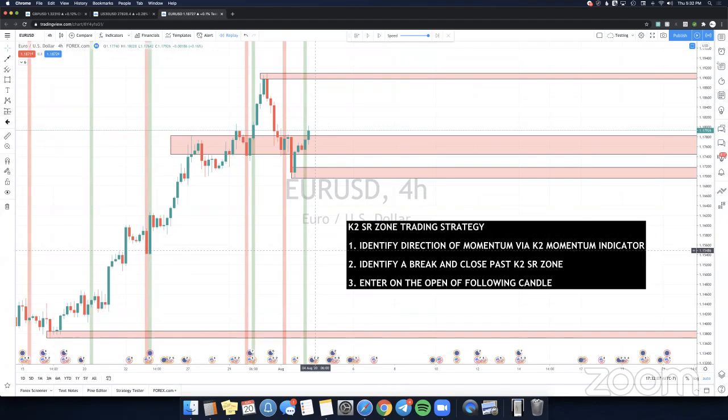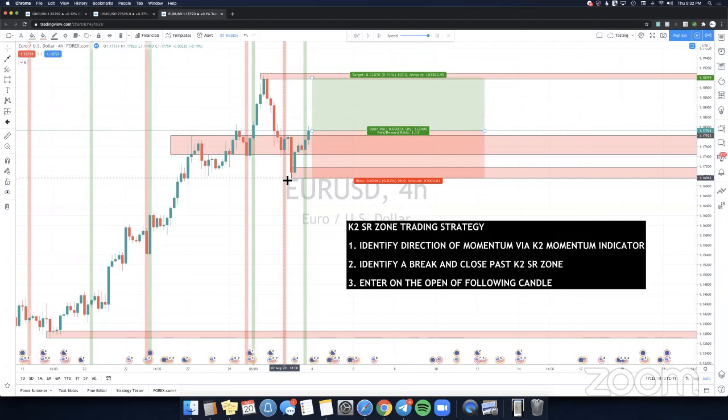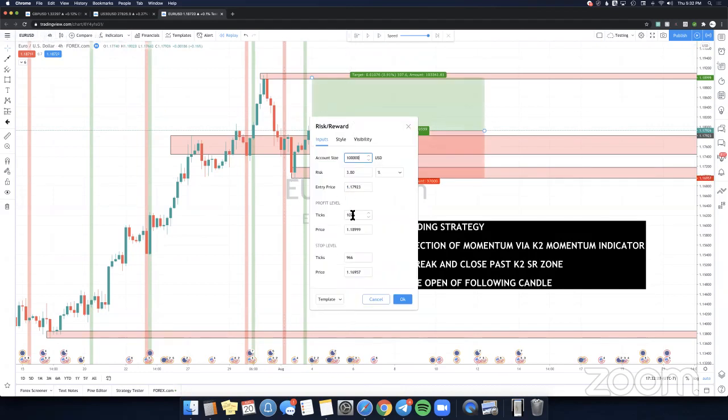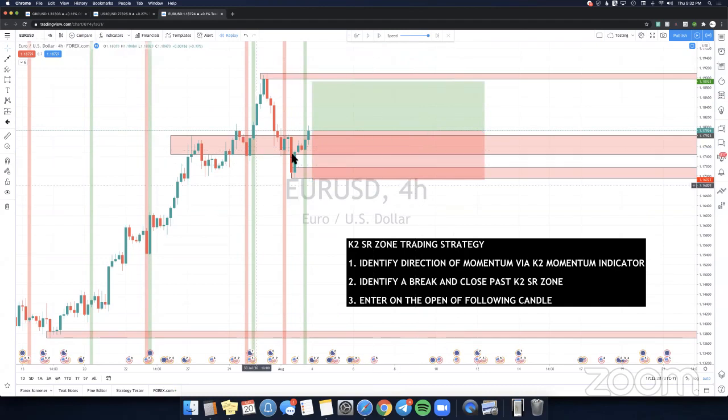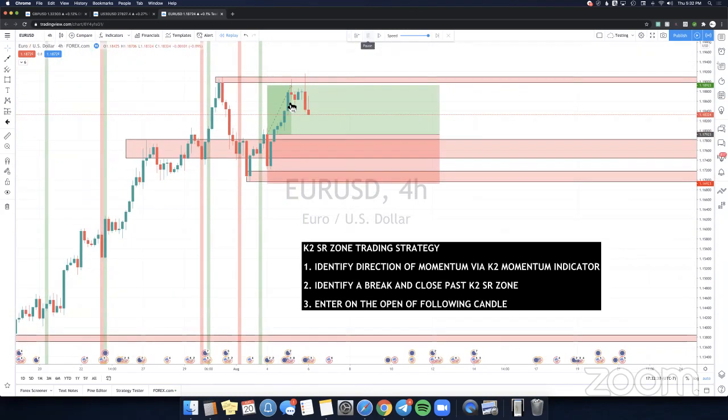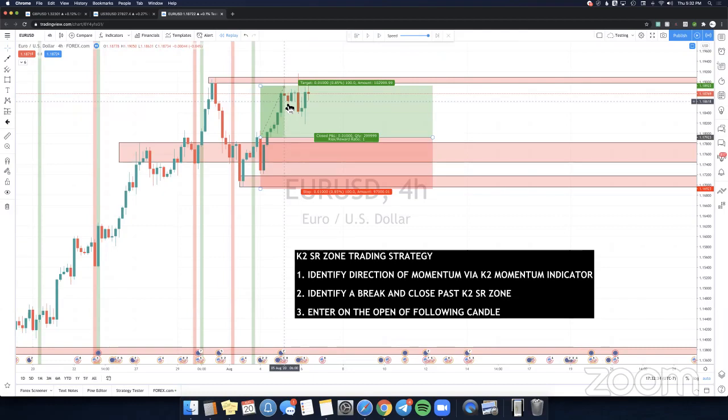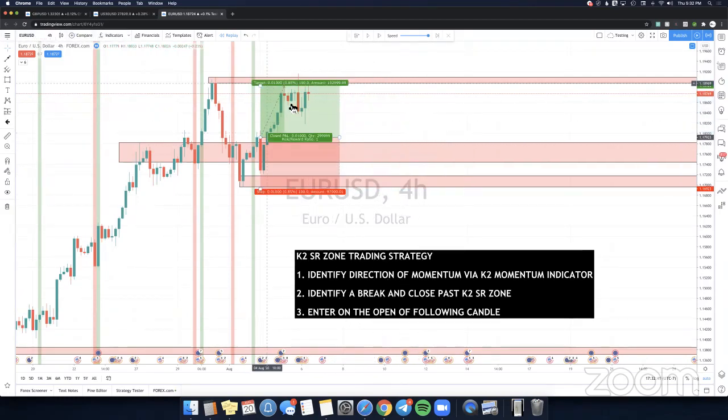So after that, you can enter on the open of the following candle. So we'd enter right over here. And then we place our stop loss at the previous swing, which would be right here. Let's round it to like 100 pips. And there you go. It's all set up. After that, you let it run. And as you can see, it hit full TP right there for 100 pips. So if you took this with a standard lot, then this would equate to $1,000 profit. And that's how easy it is.